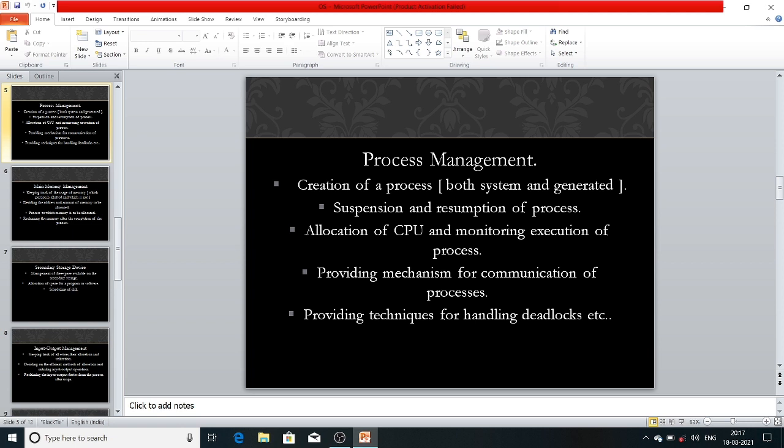There are several functions. Creation of a process, suspension and resumption of a process, allocation of CPU and monitoring execution of a process, providing mechanisms for communication of processes, providing techniques for handling deadlocks. Those are all functions of process management. A process will be executed in a sequential manner.